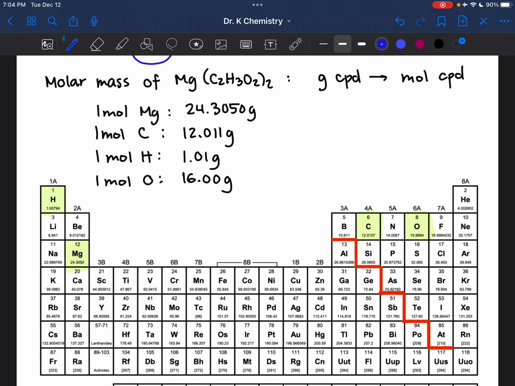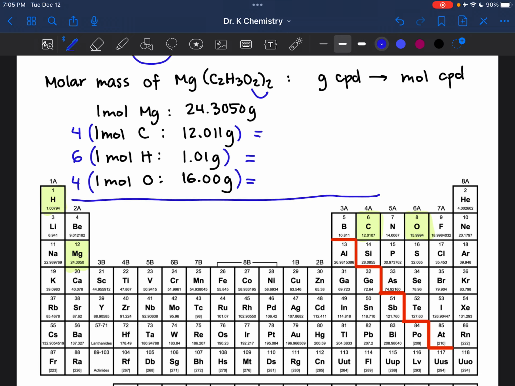Now, I do need to account for how much of each atom I have in the formula. And notice that we actually have 4 carbons in the formula, 2 times 2, which means I need to multiply that by 4. We have 1 magnesium, so we can leave the magnesium the way that it is. But we have 3 times 2, which gives us 6 hydrogens. So we need to multiply that mass by 6. And then we have 2 times 2, which gives us 4 oxygens in the formula.